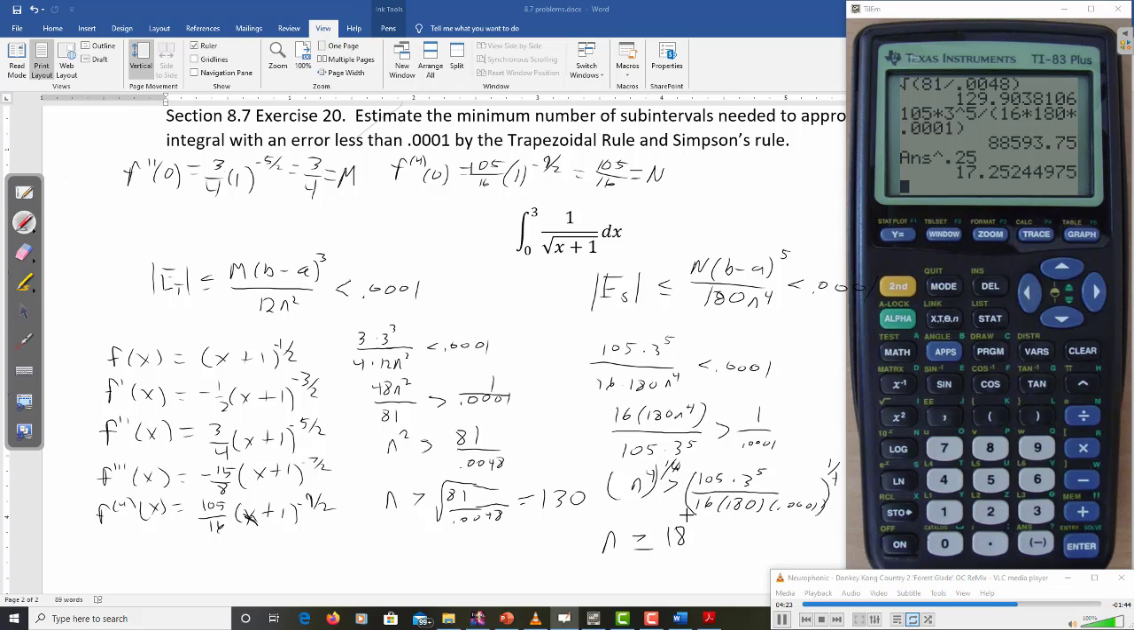Now note, Simpson's rule requires an even number of subintervals, so if we got 17, we'd still have to round up to 18. So yeah, only 18 intervals to attain that level of accuracy with Simpson's rule, which is much better than 130. So you can see that for larger number of intervals, Simpson's rule becomes much better because of that division by n to the 4th. It's just the idea of how it approximates with parabolas, with actual curves, instead of just straight-sided figures, means it works a lot better for approximating curves.